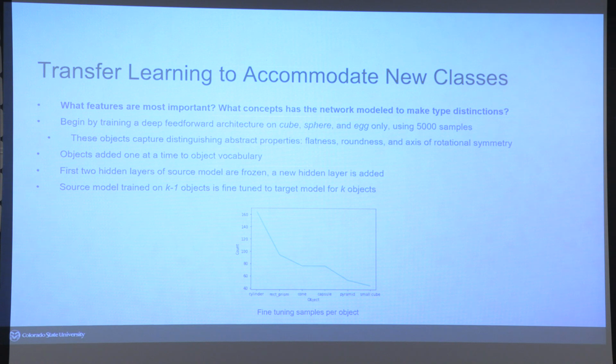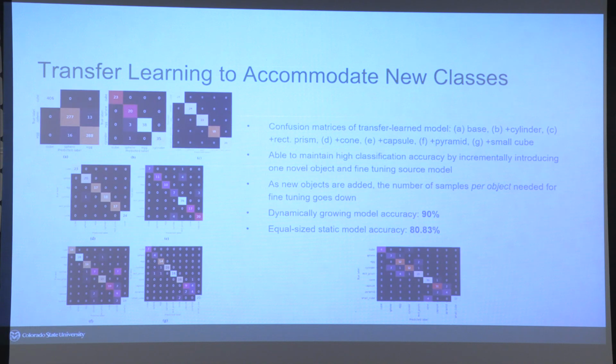And what we find is that as you add more objects to the vocabulary, the number of fine-tuning samples required to achieve a target accuracy goes down. So it seems like this type of dynamically growing model is modeling some underlying distinction between these object types. We can see here some other examples of the confusion matrices using this type of transfer learning, starting with the base and as we add different objects. This is able to maintain a high classification accuracy by incrementally introducing objects, and we see that the number of samples per object goes down for the fine-tuning. Additionally, when we get to the final model that has accommodated all of the objects, we get a final accuracy of 90%.